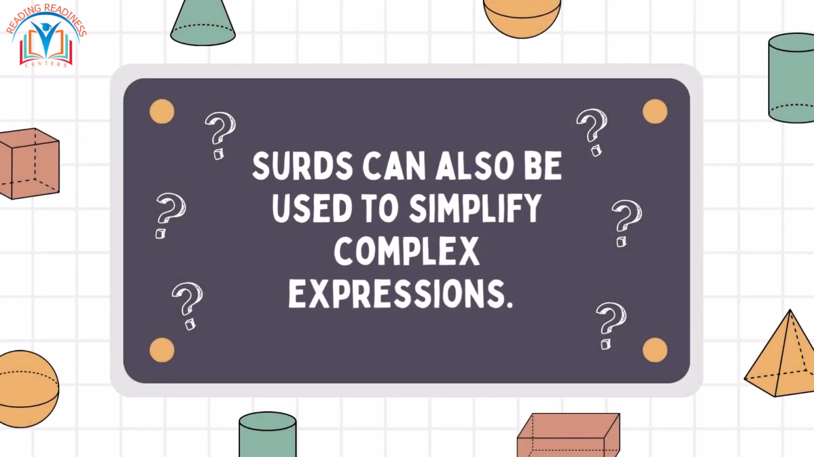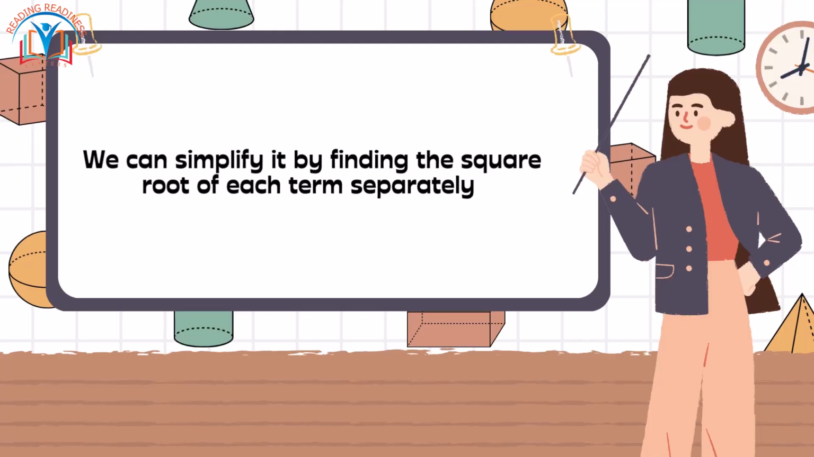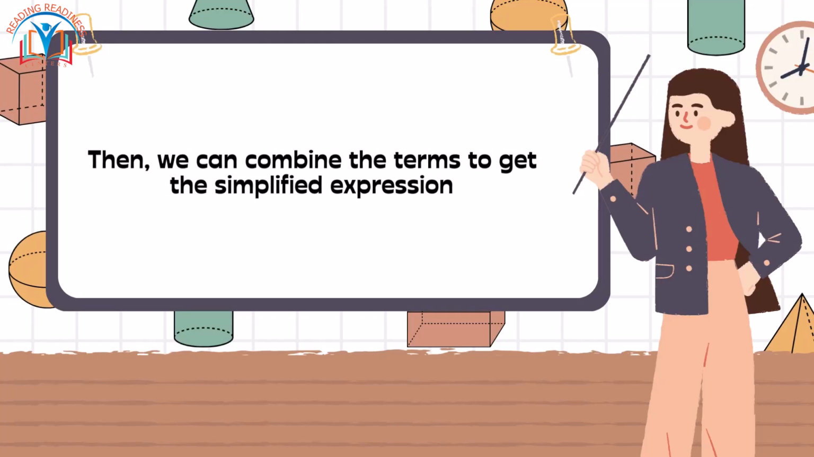Surds can also be used to simplify complex expressions. For example, if we have this expression, we can simplify it by finding the square root of each term separately. Then, we can combine the terms to get the simplified expression like this.